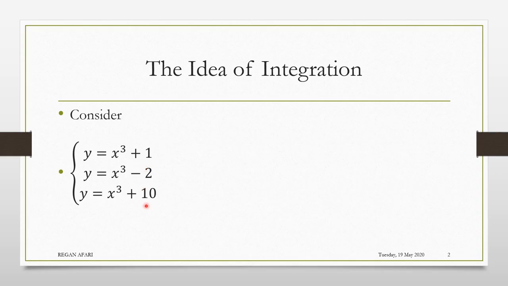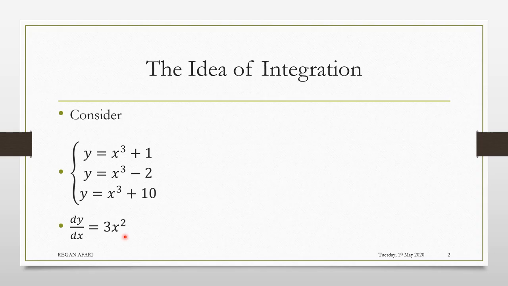I said we'll go back to differentiation. So let's say we want to differentiate every single curve. What would we get? We'll get 3x squared, 3x squared, 3x squared. So this is the gradient function of each curve, 3x squared. Now, the idea of integration is trying to go back to these curves given the differentiation, or given the gradient function. So we can boldly say that integration is the reverse of differentiation.